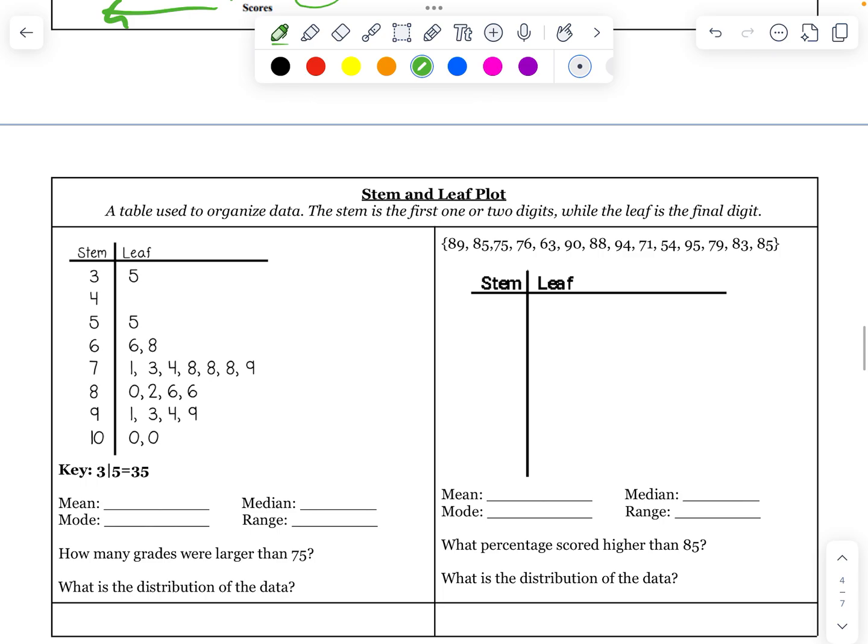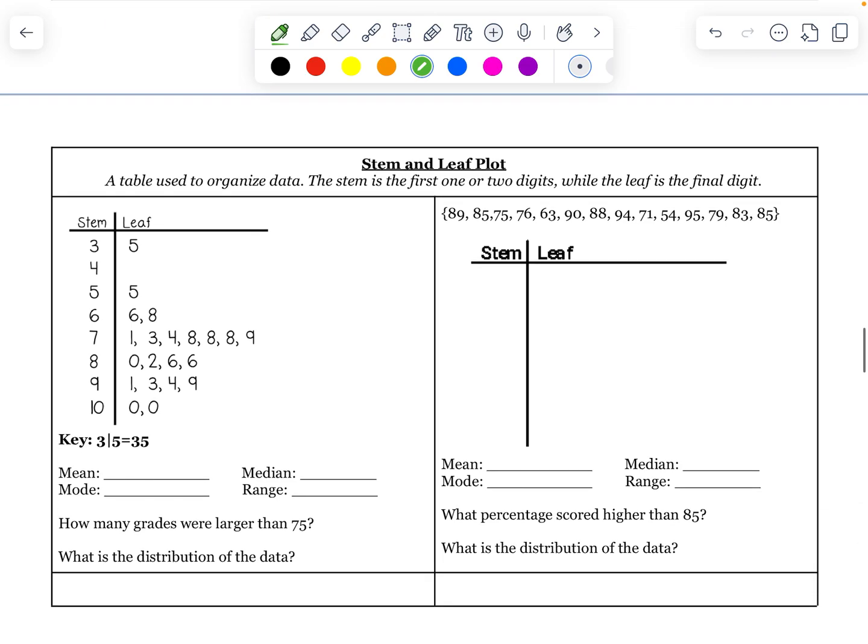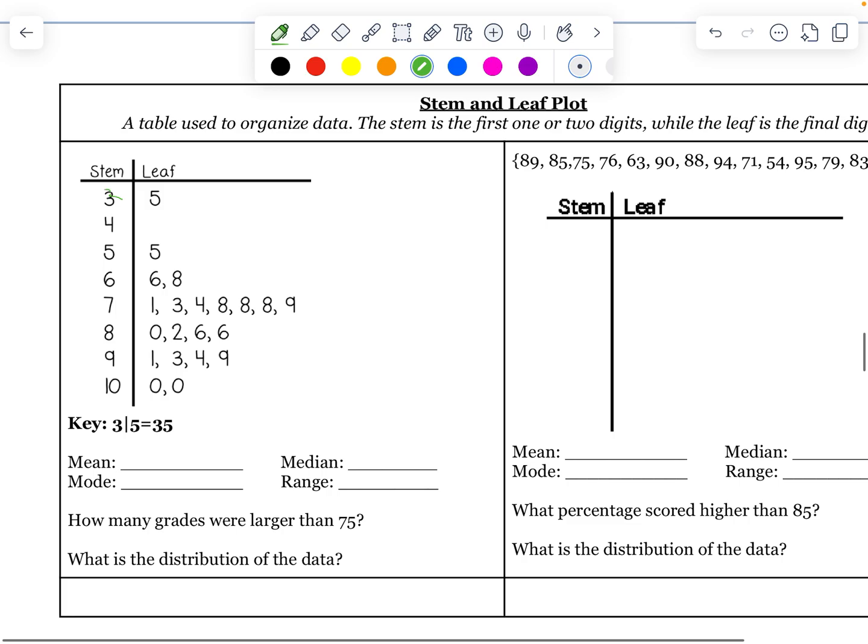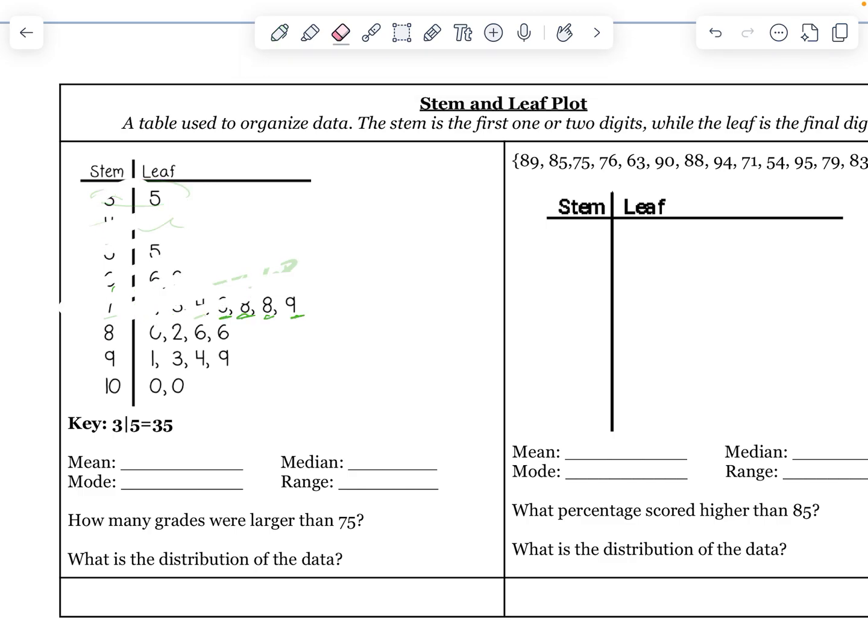Last one is a stem and leaf plot. The stem is the first digit, sometimes it's two digits, and the leaf is the final digit. So what this means is this is 35. There are no 40s, okay? 55, 66, 68. So the two numbers represented here are 66 and 68. These numbers are 71, 73, 74, 78, 78, 78, 79. Okay, do we see how to read this?